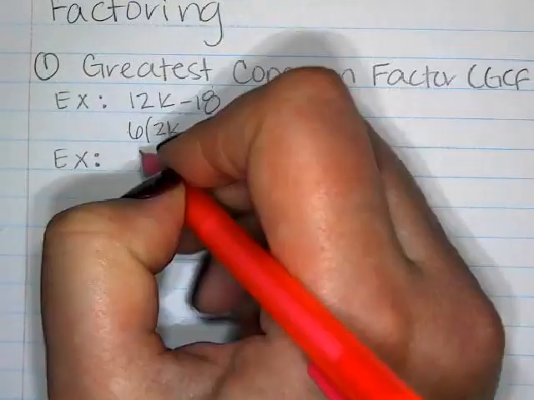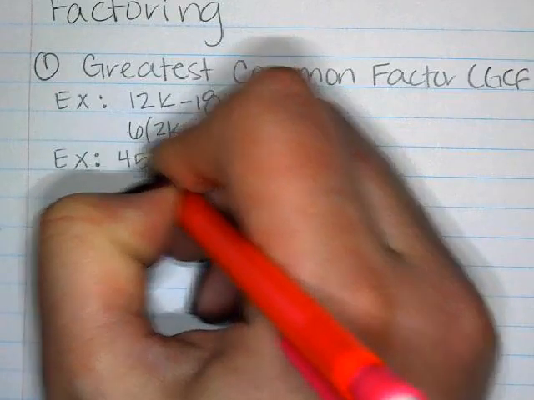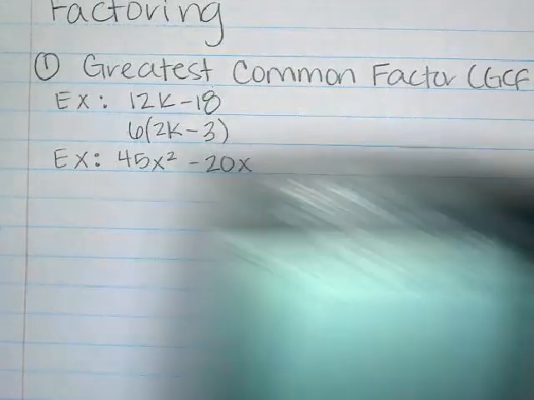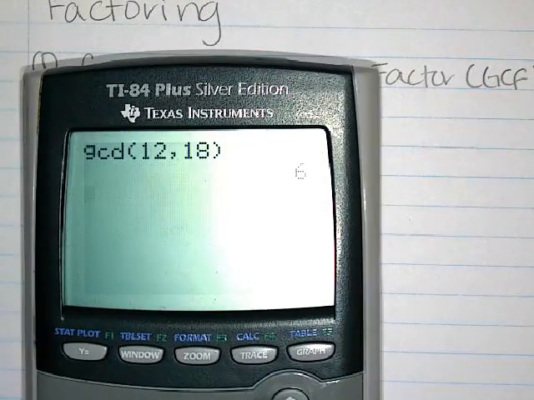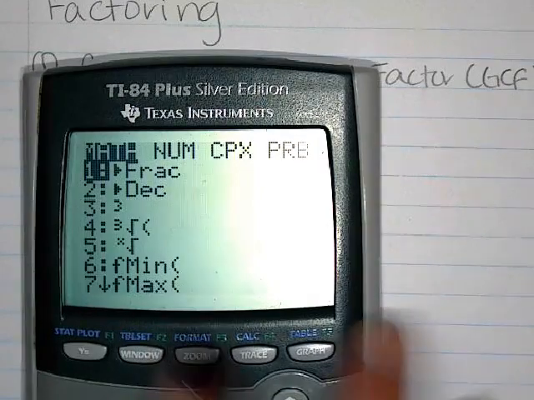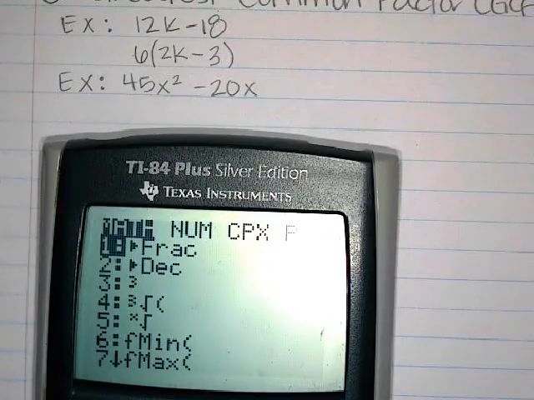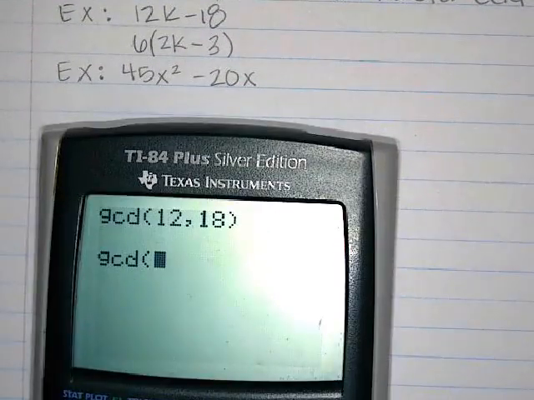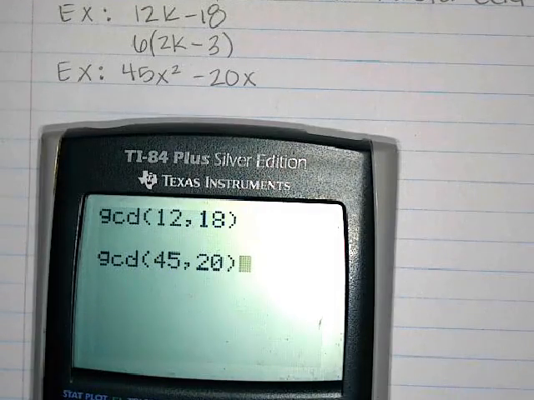Okay, let's try another one. So this one we're going to do 45x squared minus 20x. You could probably do this one in your head, but we're going to practice it with the calculator because it's neat. So I'm going to hit the math button. I'm going to go over to number. You can scroll down to 9, but you don't even have to scroll. If you memorize that the step is that it's number 9, you can just hit the number 9 and it will pull it up for you. So this time we're looking for the GCF between 45 and 20. So 45, comma 20. Oh, it's 5. Yeah, I kind of expected that.